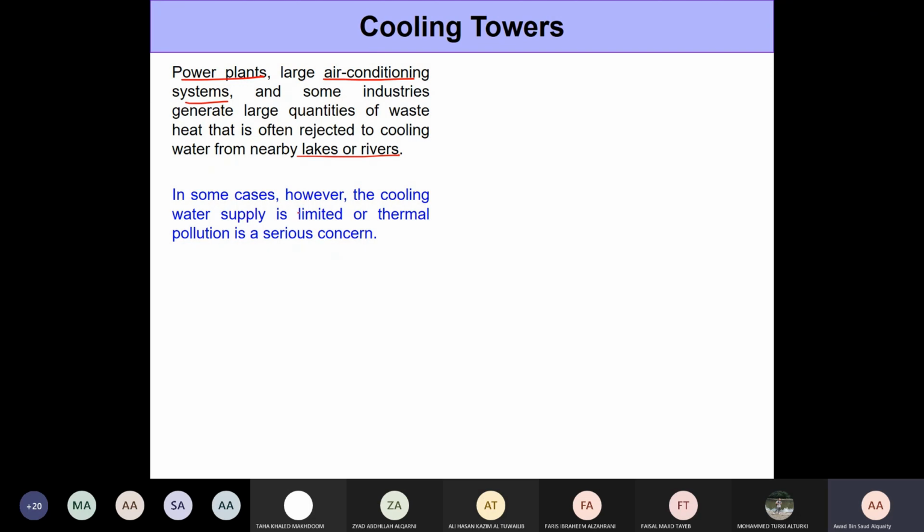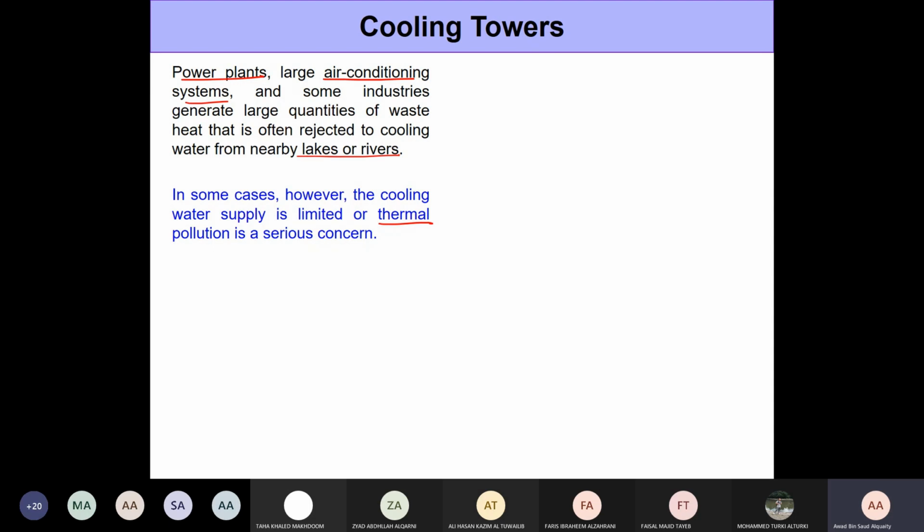Either because the cooling water supply in a lake or a river is rather small, say a small artificial pond which is not large enough to provide the desired cooling, or maybe the thermal pollution you're causing in those bodies is a concern. Maybe the temperature of the water that you're sending in is too high, and that can damage the environment of the lakes or the rivers. So you're not allowed to do that.